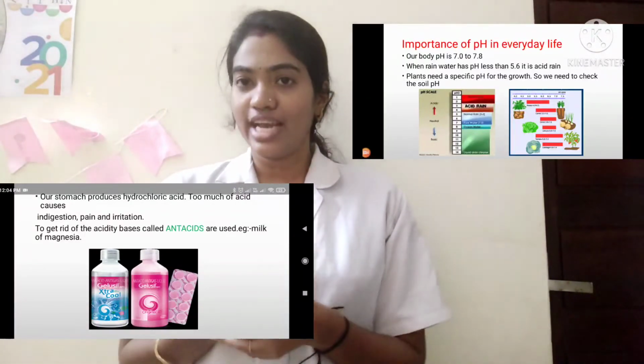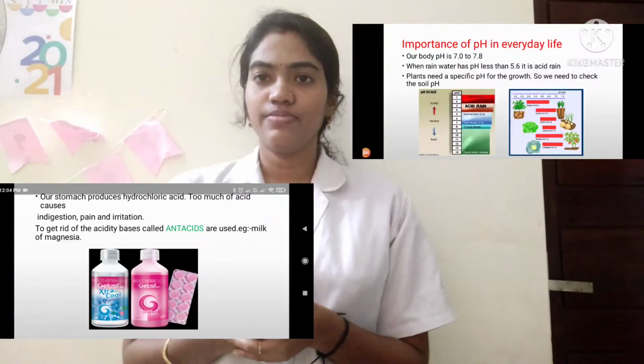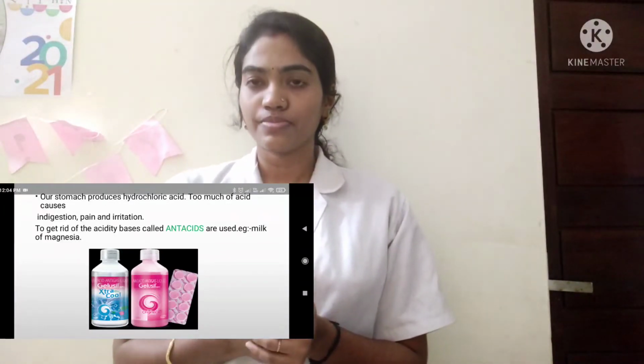A commonly used antacid is milk of magnesia. And another example is, if the pH value of rain is less than 5.5, it becomes acid rain. The best way to avoid tooth decay is cleaning our mouth thoroughly, and toothpaste helps us to prevent tooth decay. Toothpaste is slightly basic in nature. It reacts with the acid in our mouth and neutralizes it.